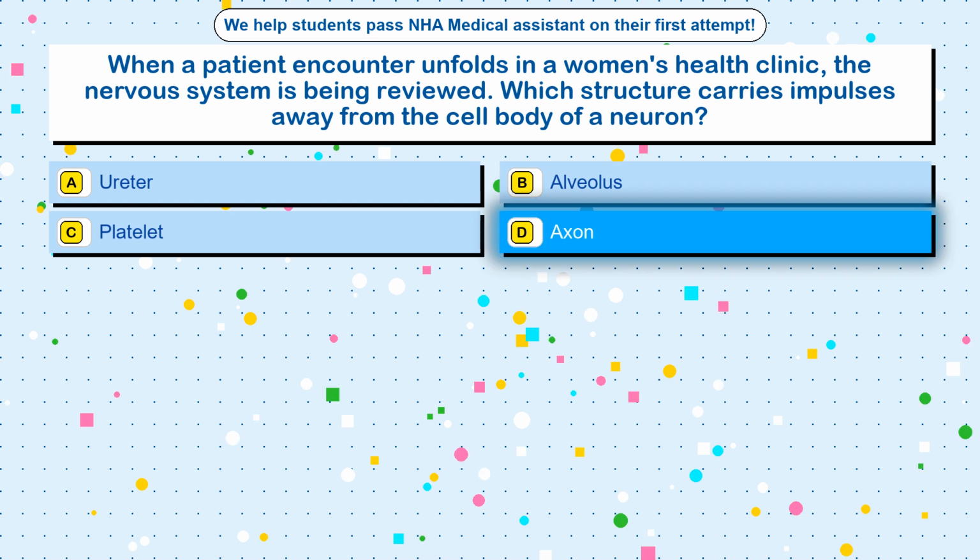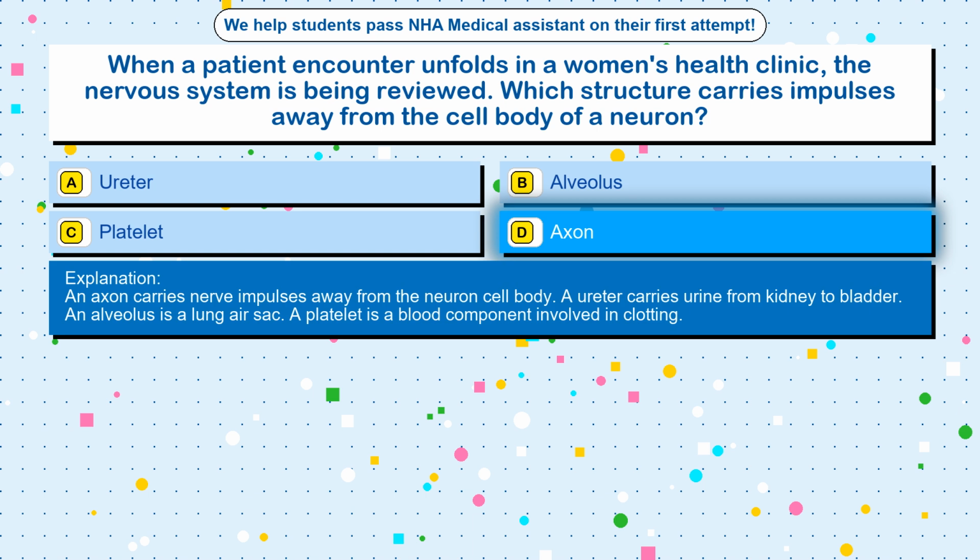The correct answer is option D, axon. An axon carries nerve impulses away from the neuron cell body. A ureter carries urine from kidney to bladder. An alveolus is a lung air sac. A platelet is a blood component involved in clotting.